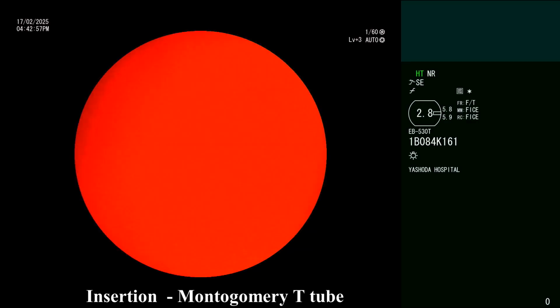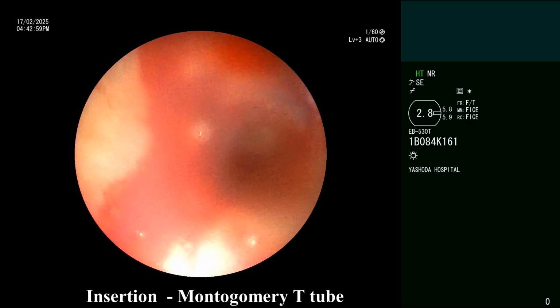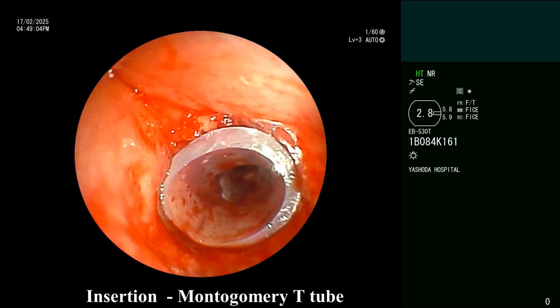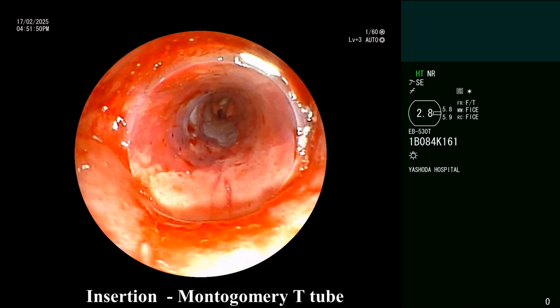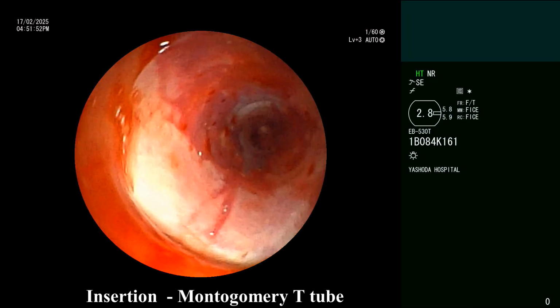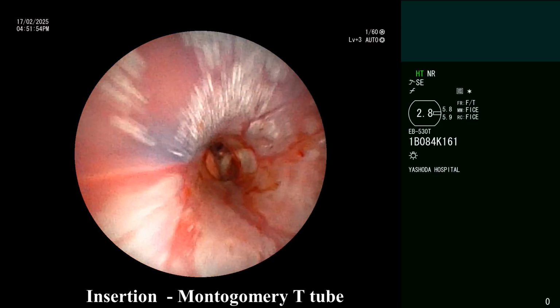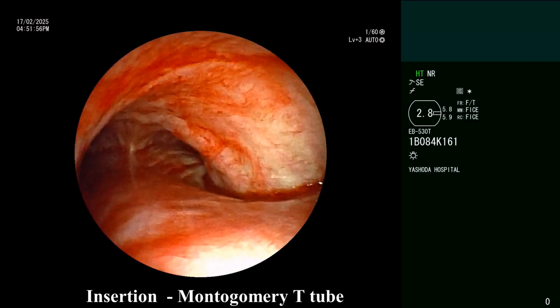done. So the distal end of the T tube is first inserted, followed by which the proximal end of the tube is inserted overlaying the stenotic area, and this stent is generally left for a period of 6 months to 1 year. In this case, the stent is left for a period of around 6 months.